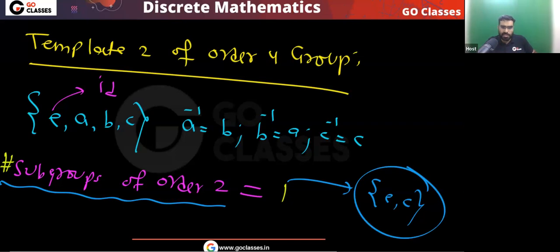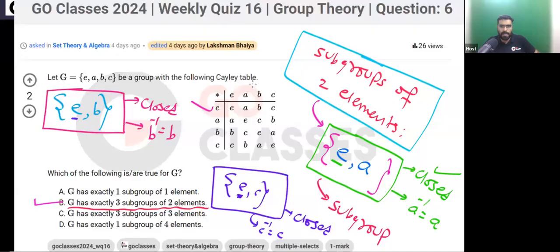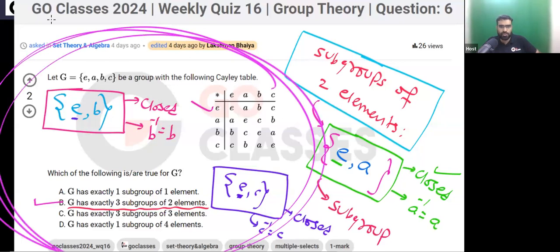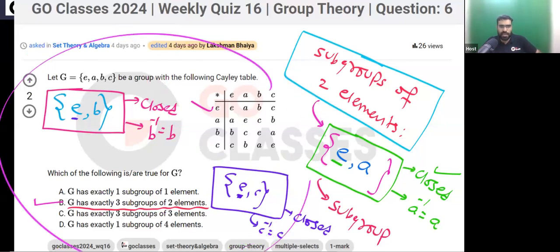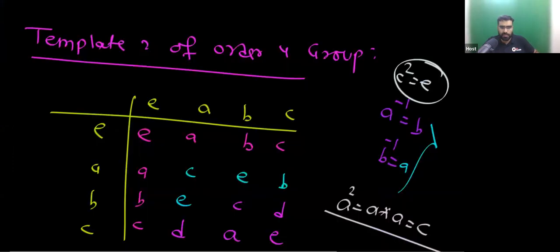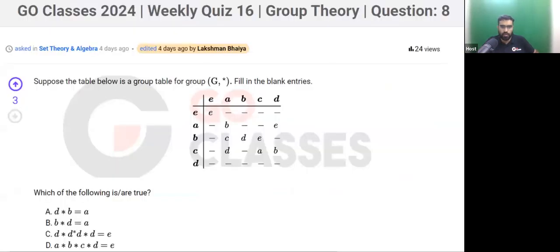Did you understand the analysis of this question? Please tell me. This is your order 4 group, and we have done the analysis of how many subgroups you can create. Very simple. Now let's move on.